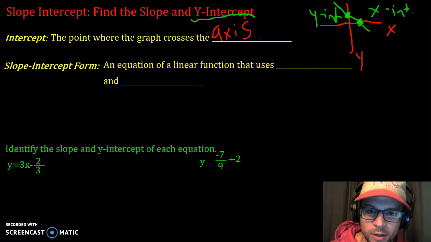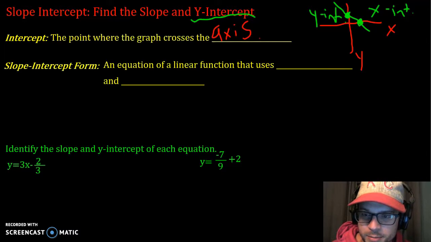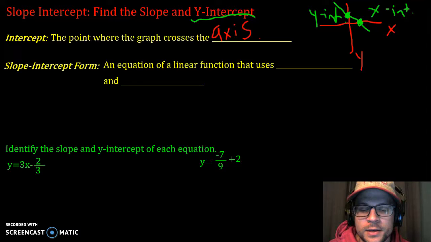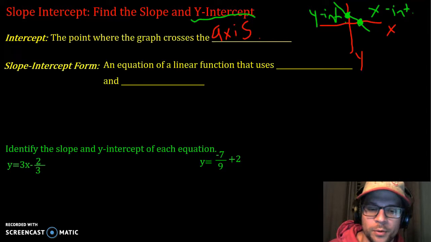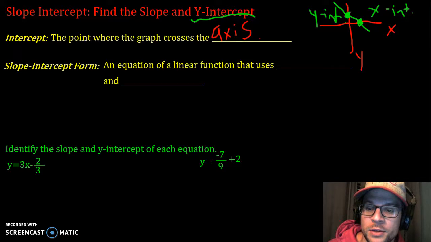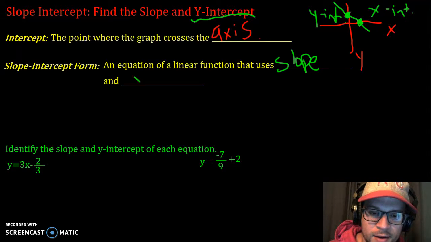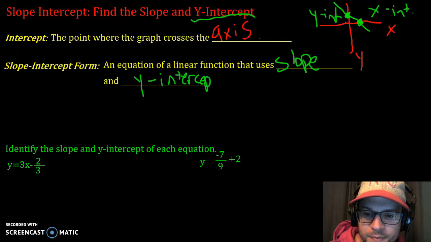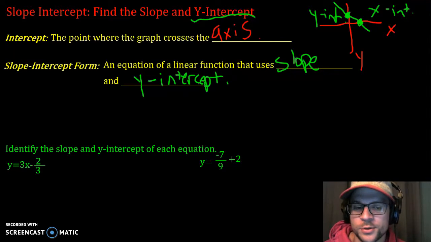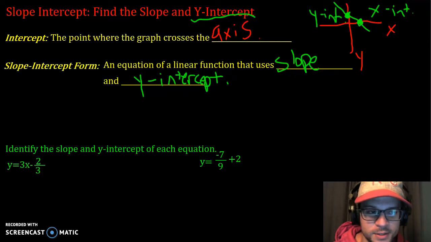We've already talked about slope and how to find the slope, so really the only thing new is how to find the y-intercept. And the entire slope-intercept form is just a way that you can write an equation of a linear function that uses, and it's a big surprise here, the two words slope and y-intercept. Those are the two things that you need in order to graph a linear function. And this is what it's going to look like.